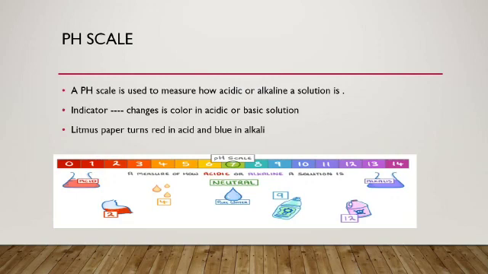And the litmus paper, when added to an alkali solution, turns blue. The color of the blue litmus paper is then compared with the blue chart of the pH scale to determine whether it is a strong alkali or a weak alkali.